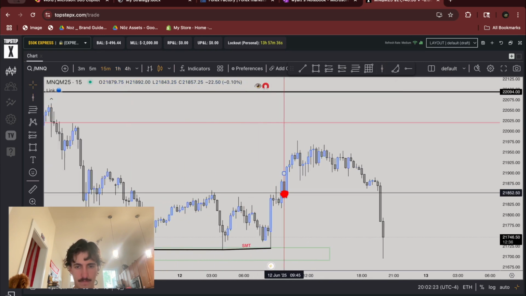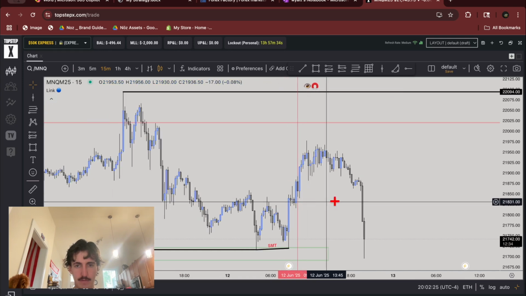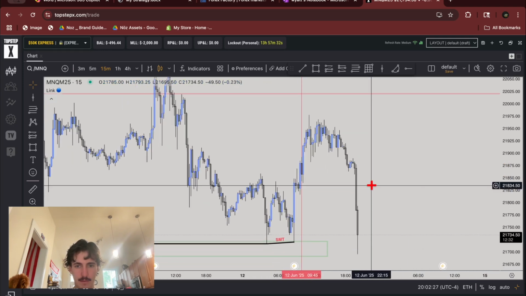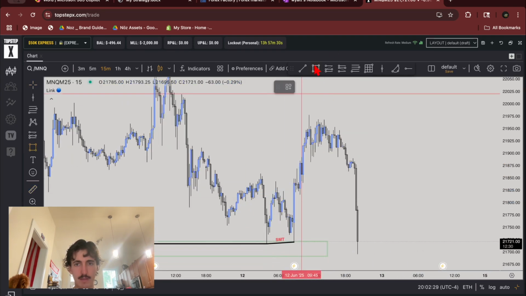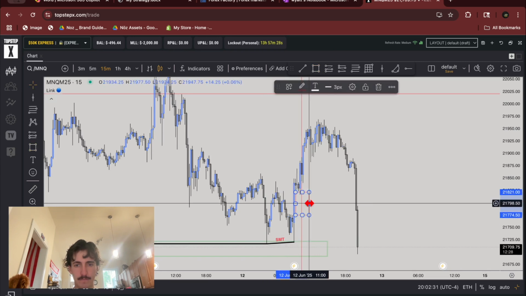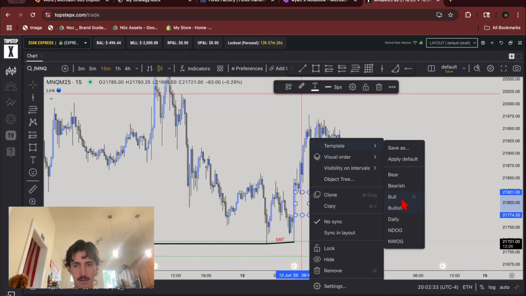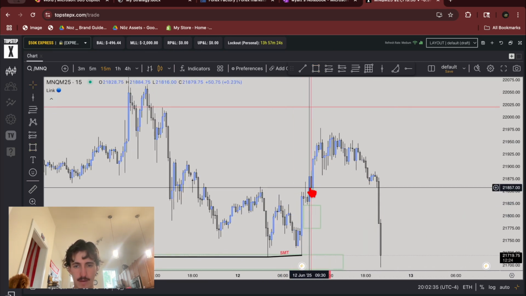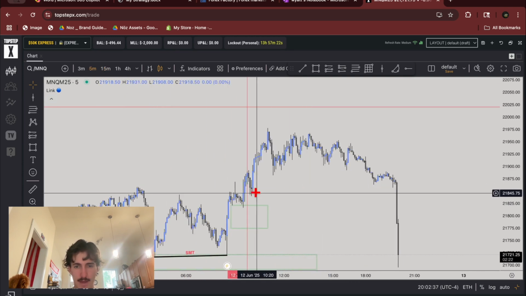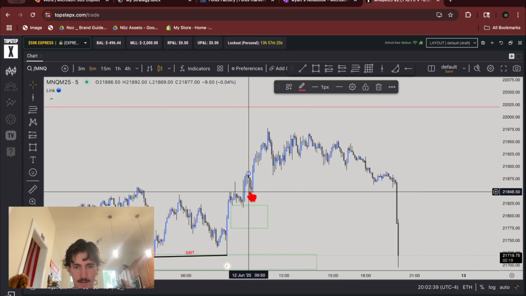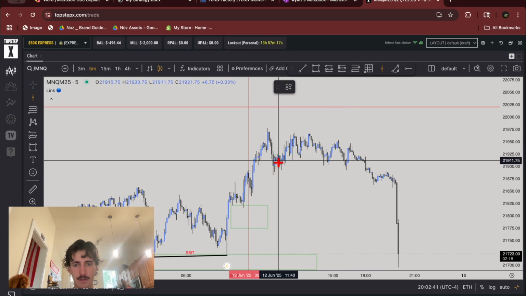Okay, so I'm allowed to trade from here to here. We have the 10 a.m. close. We're obviously buying up. We respect this 15-minute bullish fair value gap. Bull. So 9:50 to 10:30-ish, it's an hour window.